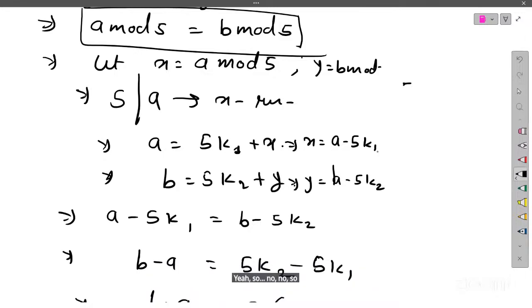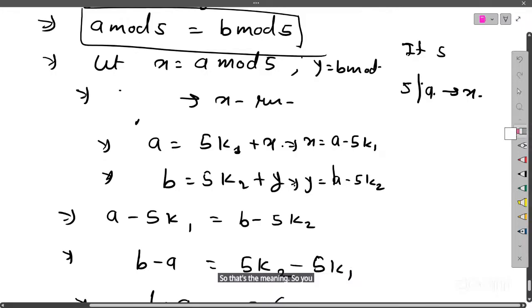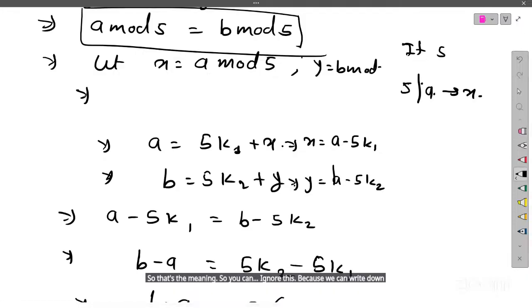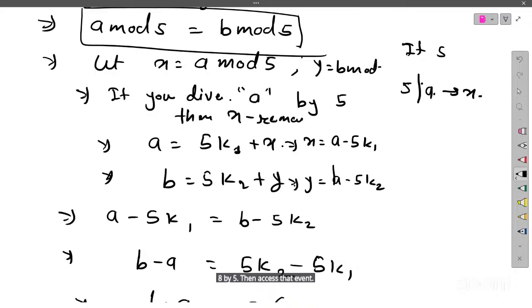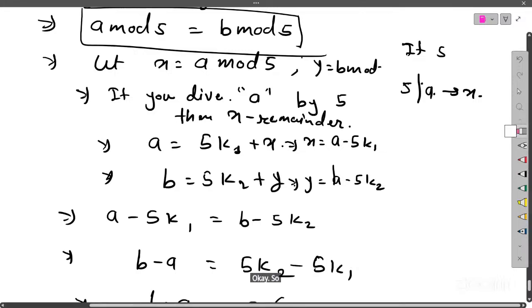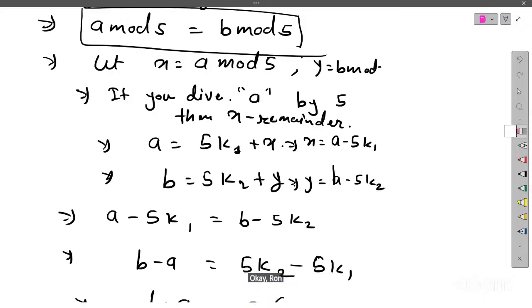No. So this 5 slash a means 5 divides a, and then the remainder we get is x. So that's the meaning. So we can ignore this, because we write that slash whenever it's a total divisor. So if you divide a by 5, then x is the remainder. Okay, ma'am. So this line means divide, 5 divides a. That's how we read it. Fine now?